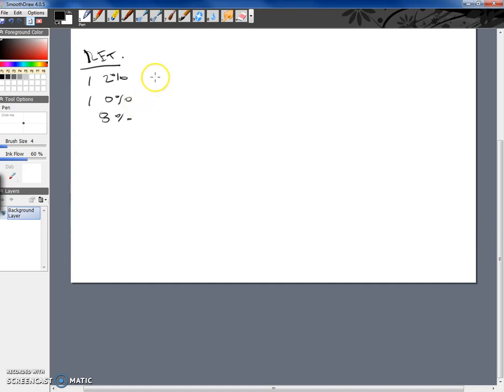Okay, so what we need to do now is calculate the average. What is the average return out of these 3 years? So the average would be 10%, right? So 12 plus 10 plus 8 gives you 30. 30 divided by 3 years is 10%.